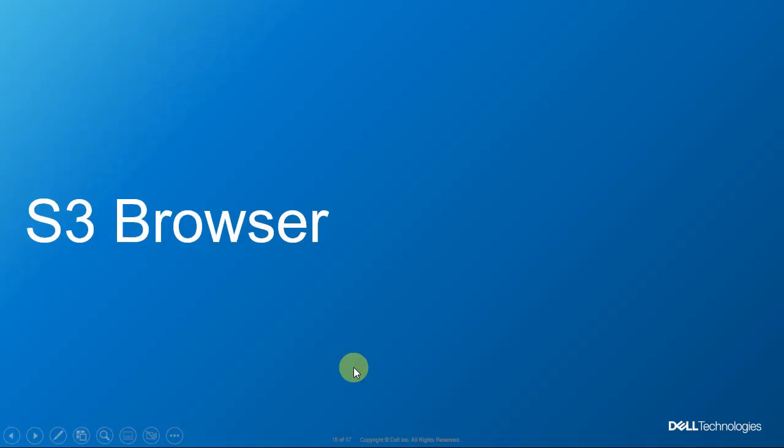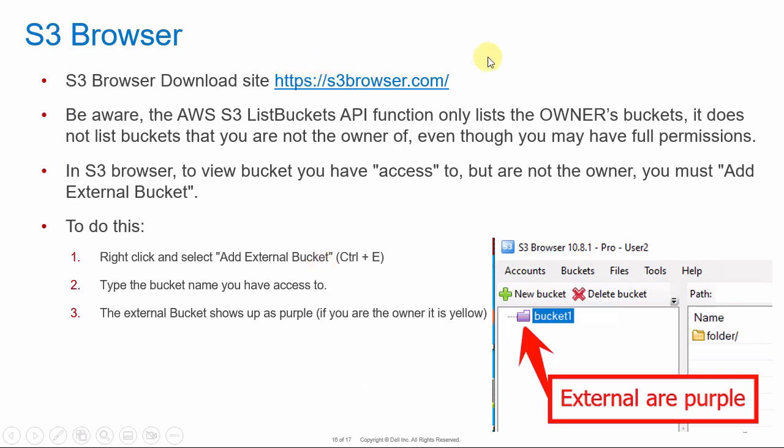Now S3 Browser, here's where you can download S3 Browser. Now also be aware that this is one of those applications that if you're not the owner of the bucket, S3 Browser isn't going to show you any buckets when you log in, and it won't let you do anything. So what you'll have to do is add an external bucket, and here's how you do that. Right click, add external bucket. You'll have to know the full bucket name, and then the bucket will show up. It'll show up as a purple bucket. That's how you know it's external. If you were the owner of the bucket, it would show up immediately and it would be kind of a yellow bucket.